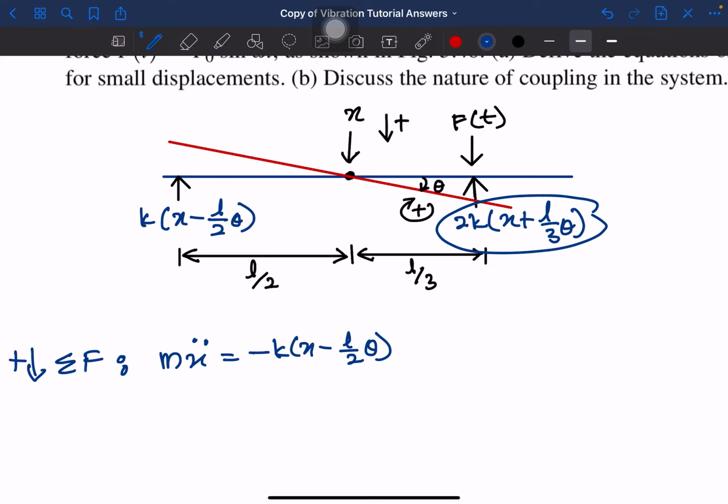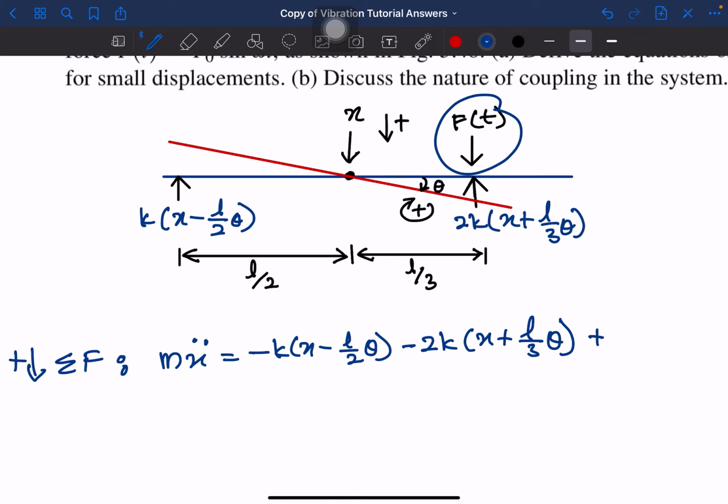Okay, this one is also going upwards. So negative 2k(x + l/3 θ), and then plus Ft. Why plus? Because Ft is moving in the same direction as what we define to be positive. So positive Ft. Alright, now solve this.